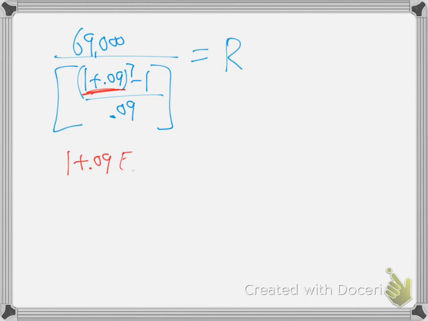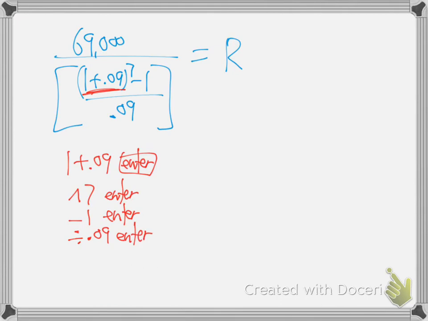It's enter, actually, isn't it? 1 plus 0.09, hit enter. And then go to the 7th power. Enter. Minus 1. Enter. Divided by 0.09. Enter. At that point, I've done the whole denominator. You with me how that will lead you through the whole denominator?